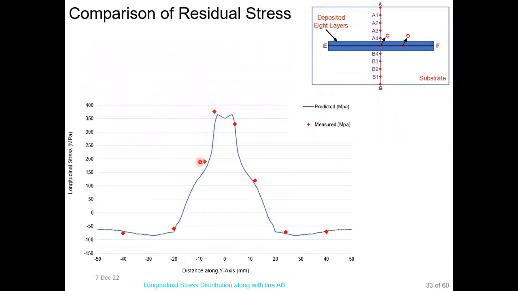After that, this slide is showing the comparison of residual stress in X direction along the line AB. The blue line again represents the values predicted from the model. Apart from that, these red dots represent the values measured from the experimental sample with the XRD machine at different points, A1 to A4 and B1 to B4. Again, there is a complete similarity between the trend of variation. However, at these 2 points, there is a slight variation of magnitude.